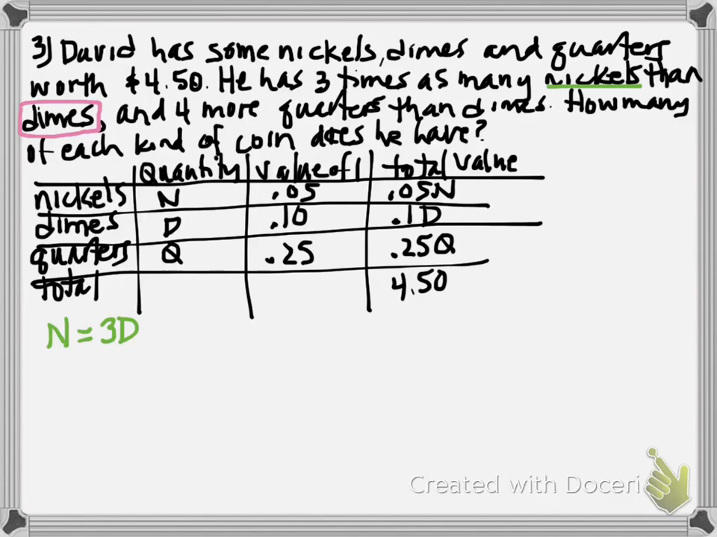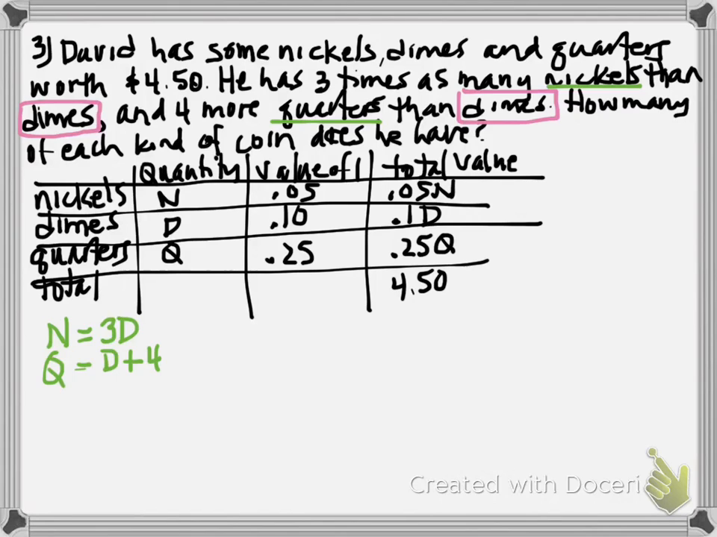Second equation, we look at the back, or second part of that sentence. Dimes is mentioned at the end, so they're the ones we're going to do math with. The guys that are mentioned in the front are quarters. So we're going to have quarters, Q equals, and then 4 more quarters than dimes. So dimes plus 4, because we have a switcher phrase.